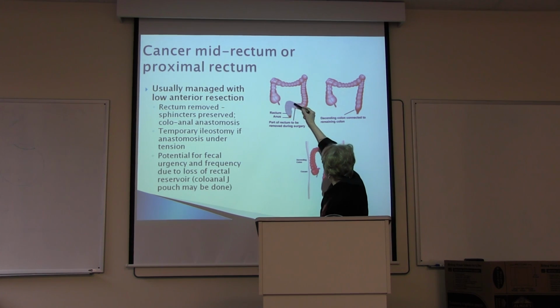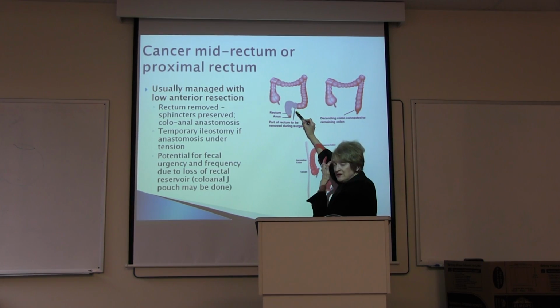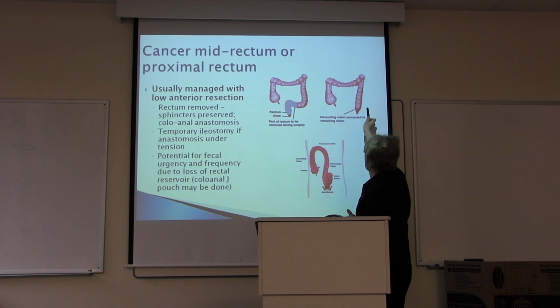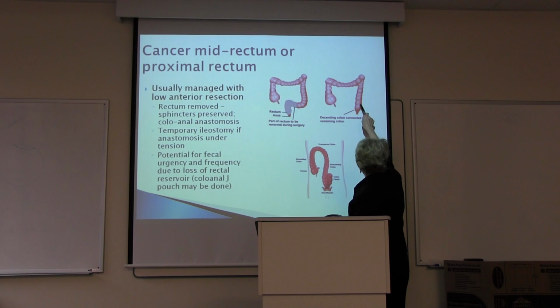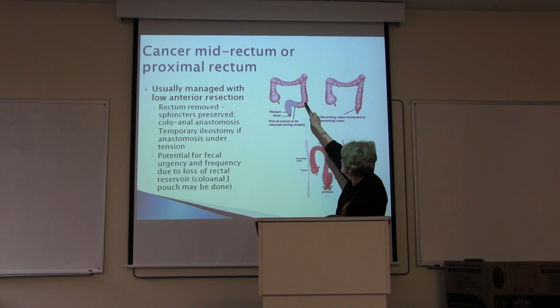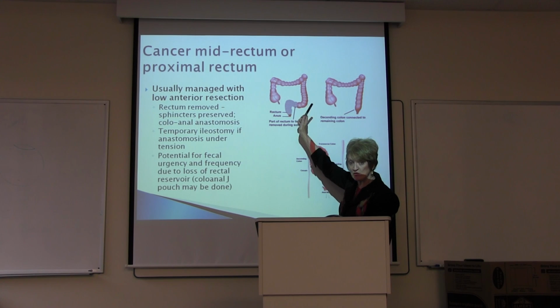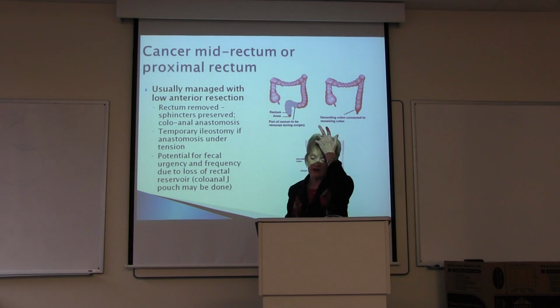So the section in gray is the section that has to be removed to get clear margins. You see how the anus, anal canal, and sphincters remain intact. That gives you the option to then mobilize the proximal colon and connect the colon to the anal canal. So here, you can remove the tumor, remove the rectum, and then do a coloanal anastomosis.